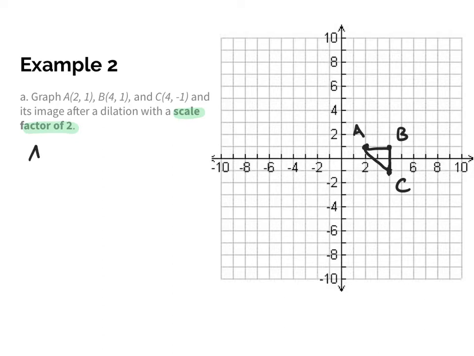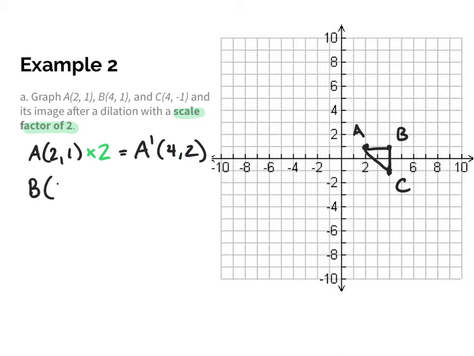But here's what we're going to do. We're going to take all three of our points, starting with A at 2, 1. We're going to take all three of these points and simply double everything. If our scale factor is 2, we're going to double it, and that's going to give us our new location labeled A prime. So if I double 2 and 1, I would get 4 and 2. The reason why is because 2 times 2 is 4, and 1 times 2 is 2. And I'm going to do this for each point.